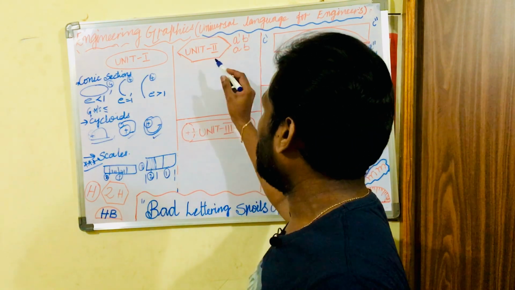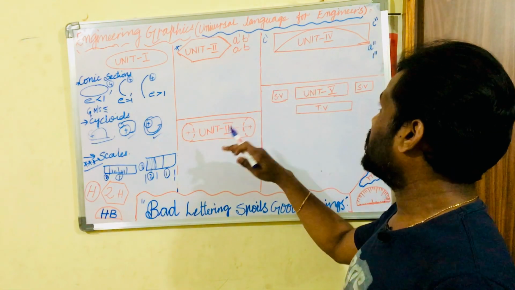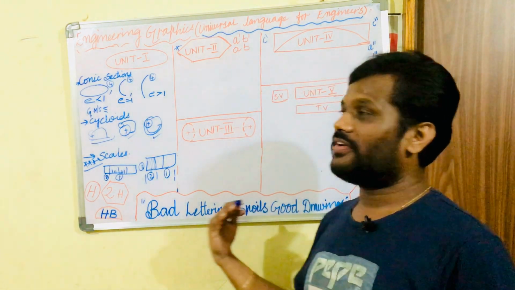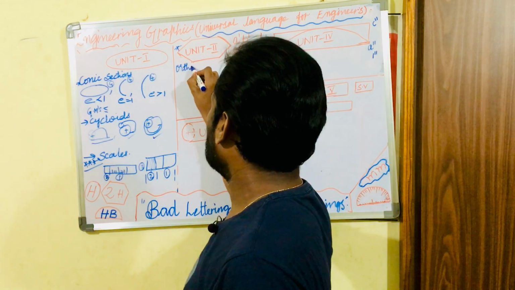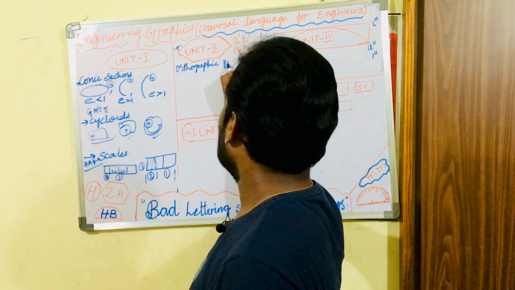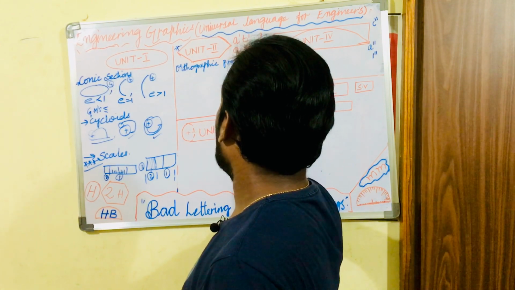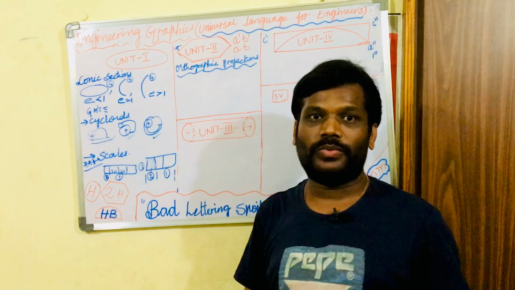Let's jump into the second unit. Without the basic concepts of the second unit, you cannot go to third, fourth and fifth. Why? Because it is all about orthographic projections. It is all about orthographic projections. Please do work out the concepts. Without these basic fundamentals, you cannot proceed with this.